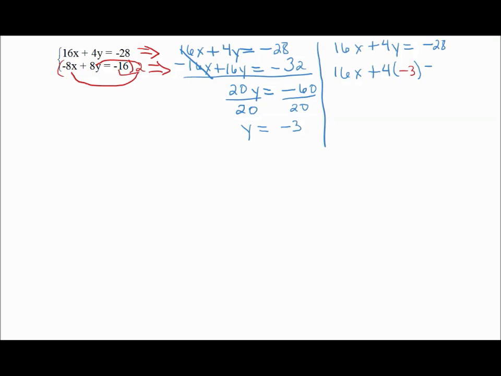Then I'll bring down the equals and the negative 28. And I'll just solve this like we did in Unit 2 when we were solving equations. So this is 16x plus negative 12 equals a negative 28. Since this is a negative 12, I want to add 12 to both sides of my equal sign. So this becomes 16x is equal to negative 16. I'll divide both sides by 16.